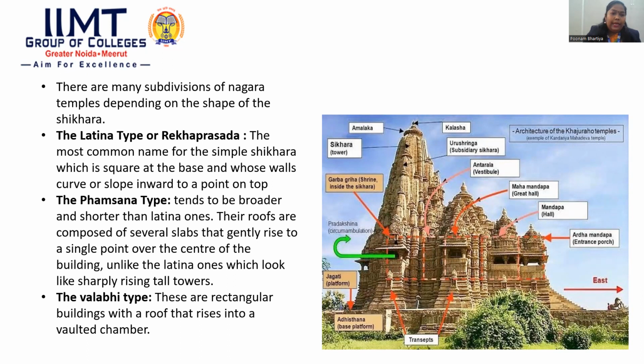The next is Vallabi type. Vallabi type, these are rectangular buildings with a roof that rises into a vaulted chamber. So there are three types of shikhar belonging to Nagar style of temple architecture.